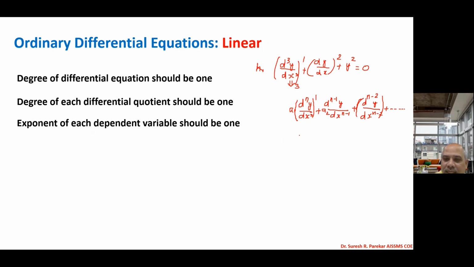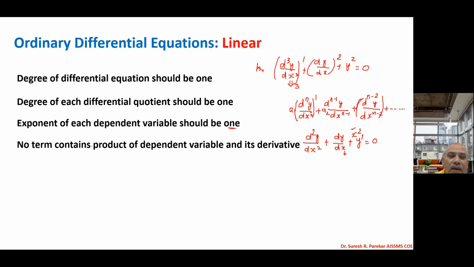Then the exponent of each dependent variable should be 1. So I can say d2y by dx square plus dy by dx plus y is equal to 0. Here we have x as the independent variable and y as the dependent variable. So the power of y should be 1. If we take x square, then also it's okay because x is the independent variable. So it should be very clear: the exponent of each dependent variable should be 1.